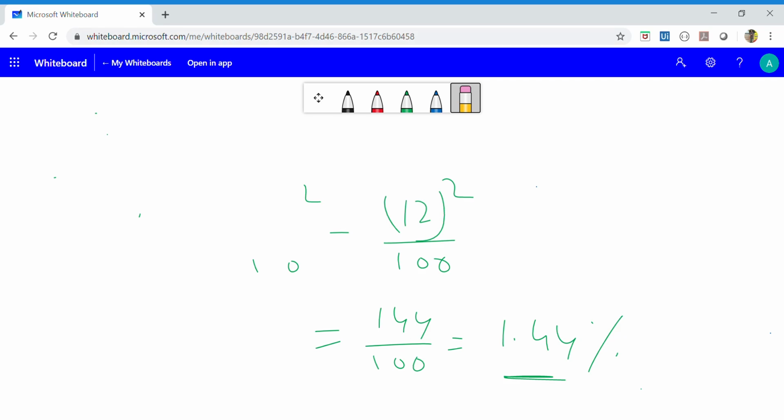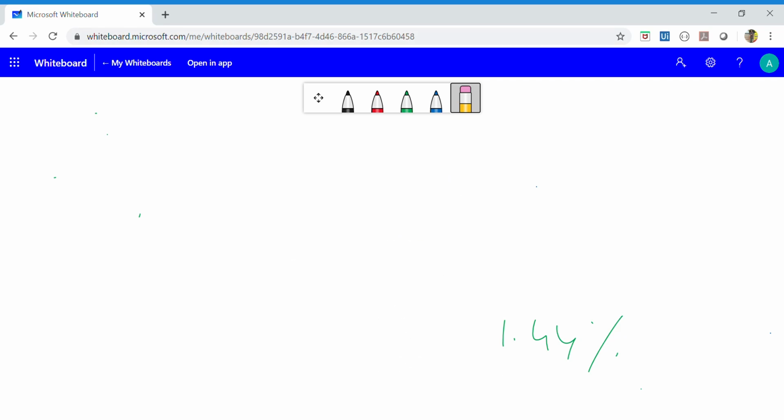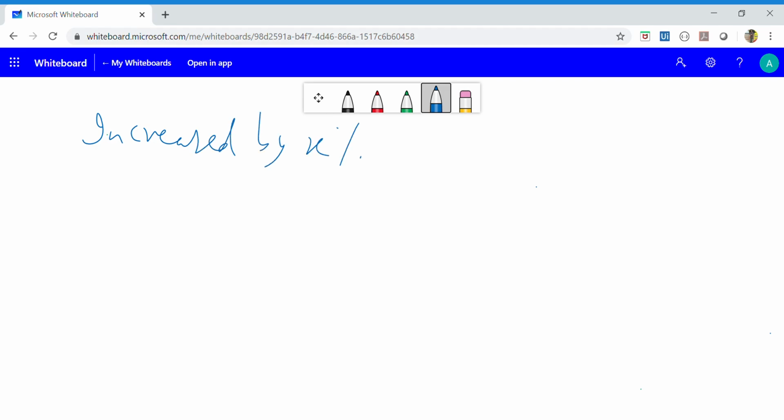That is when the increased percent and decreased percent are of the same value. Now coming to the second situation, when both values are different, that means if the value is increased by x percent and then decreased by y percent.